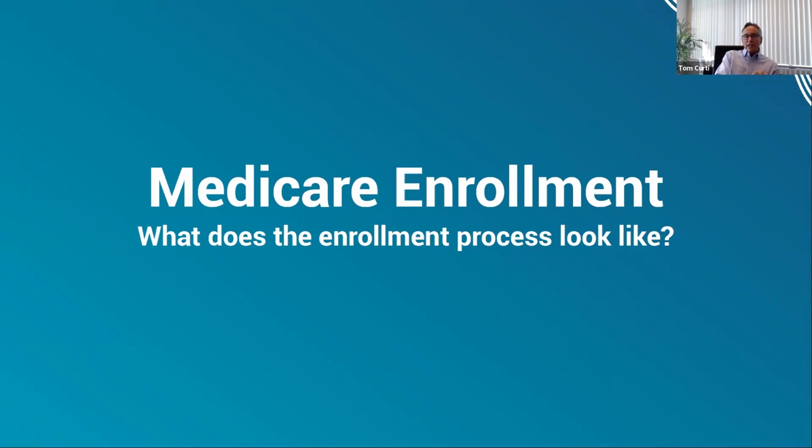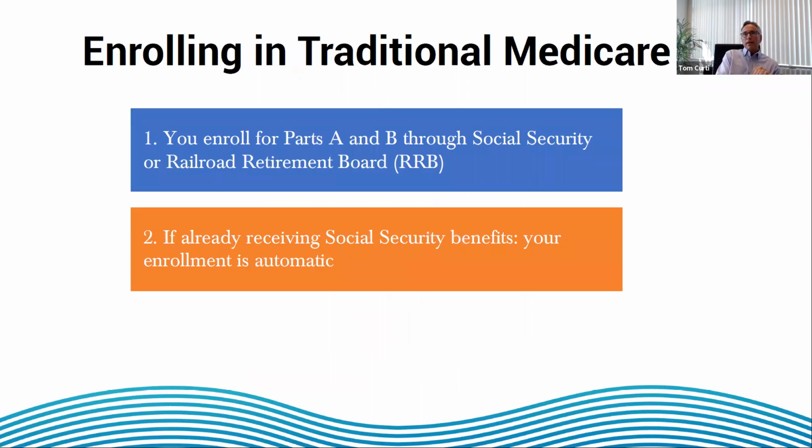So what does the enrollment process actually look like? When you enroll in Part A and B, you do so through the Social Security website, ssa.org. Or if you're already receiving Social Security benefits, that enrollment is automatic. There's basically three ways you can enroll. You can enroll online through the website I just mentioned. You can enroll in person at a Social Security local site, or you can do a physical application and you can fax it to your local Social Security office.